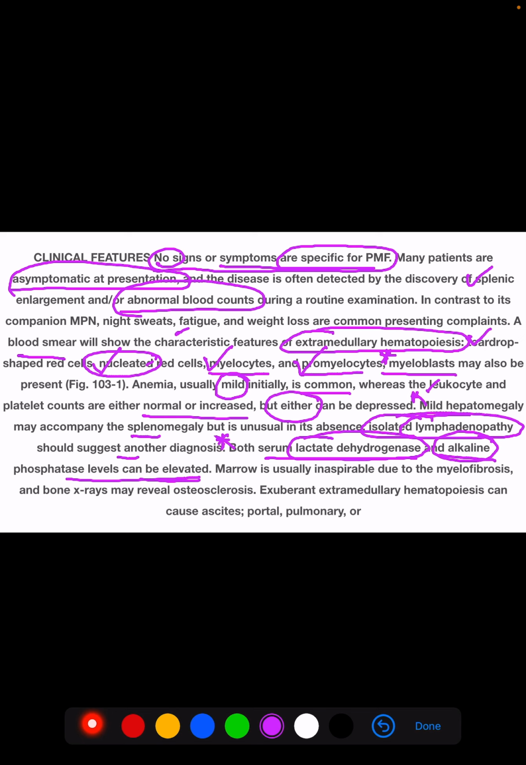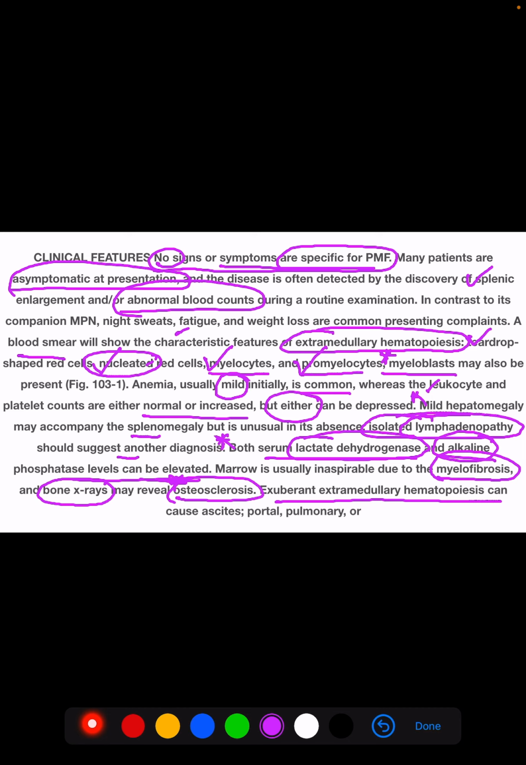Marrow is usually inaspirable due to the myelofibrosis. What has happened in the marrow? There is fibrosis, so it is inaspirable. And if we see bone x-rays, they will reveal osteosclerosis.